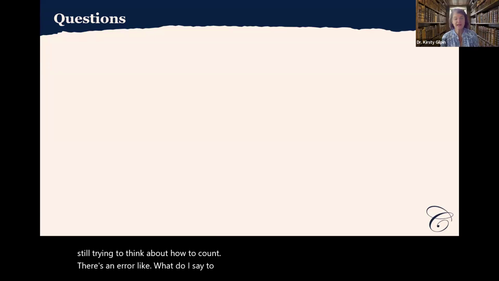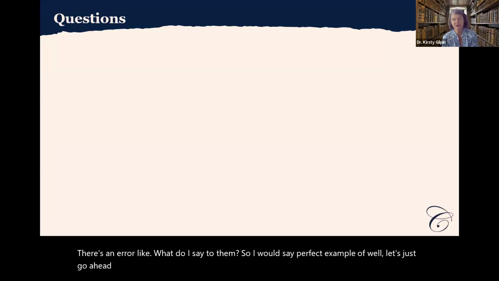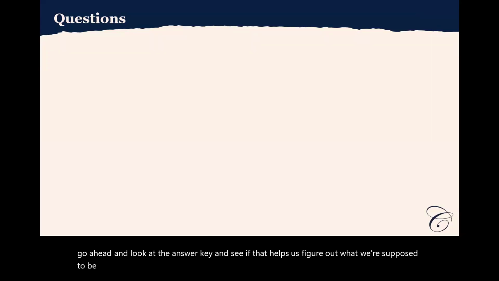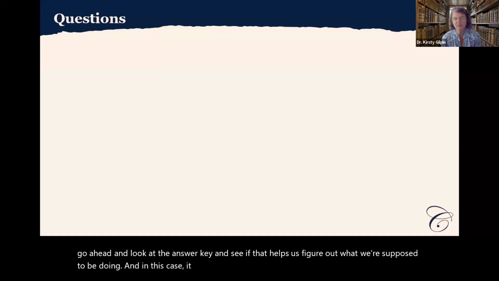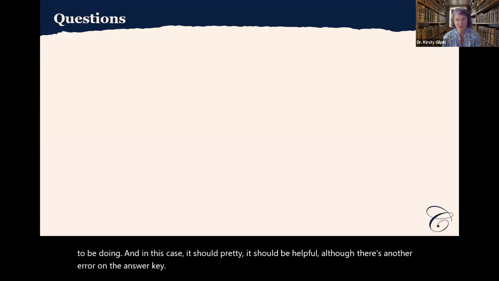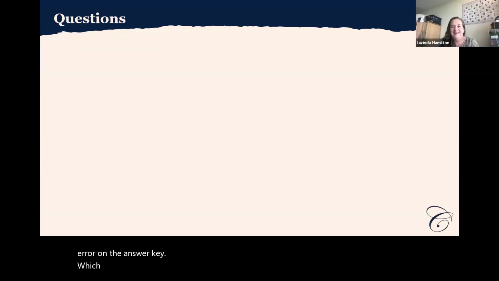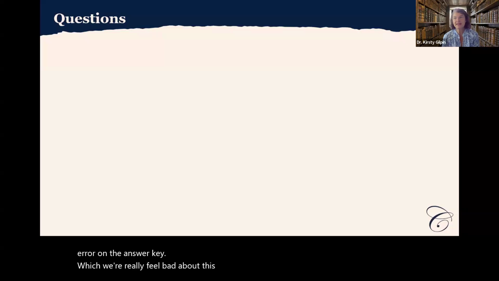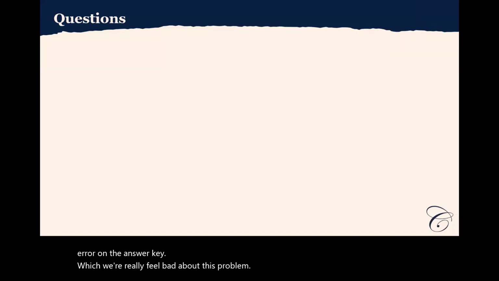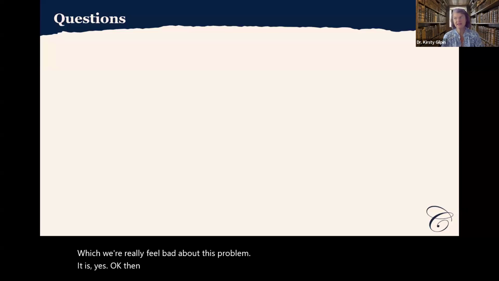So I would say, perfect example of, well, let's just go ahead and look at the answer key and see if that helps us figure out what we're supposed to be doing. And in this case, it should be helpful. Although there's another error on the answer key, which we really feel bad about this problem. Is that error in the answer key related to these exact same problems? It is, yes. Okay. Then I would say, okay, that still doesn't seem right.